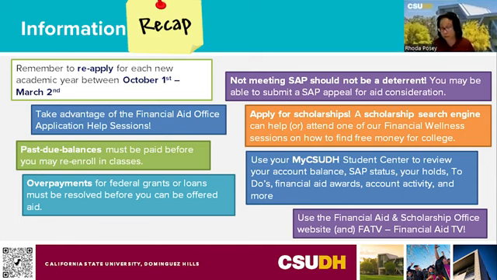If you are not meeting SAP, you should not be deterred. You may be able to submit a SAP appeal for aid consideration. Apply for scholarships. Use a scholarship search engine that can help. Attend one of our financial wellness sessions on how to find that free money. We'll help guide you through that process so it is not so overwhelming. Also, use My CSUDH and your student center, because you can look at your account balance, your SAP status, your holds, your to-dos, your financial aid awards, and your overall account activity. Lots of information is accessible to you on your student center.